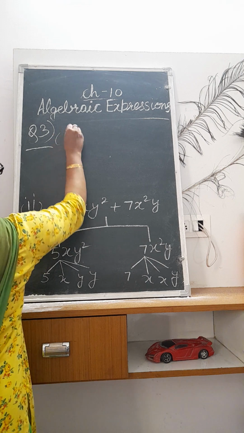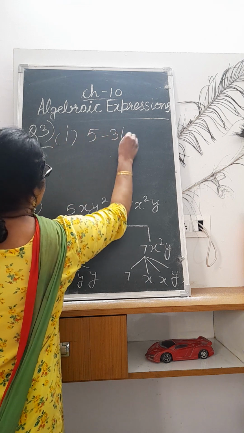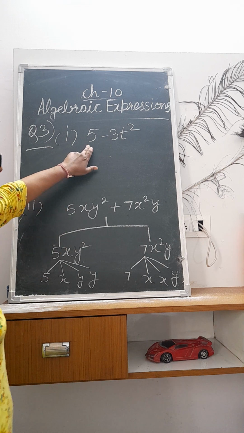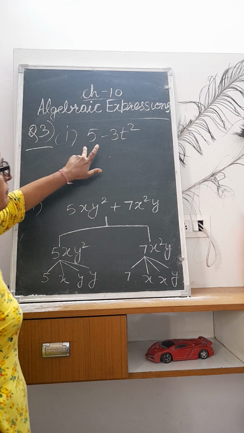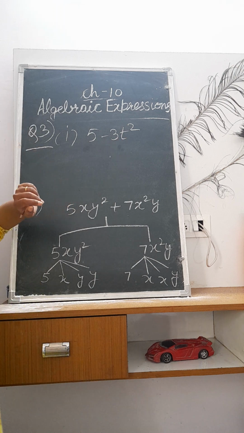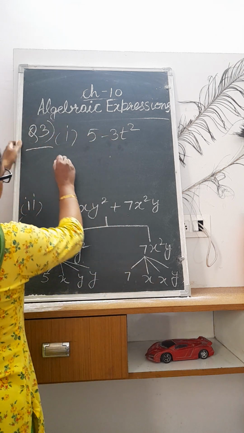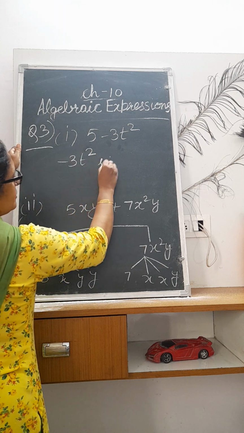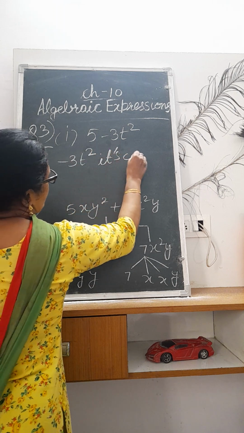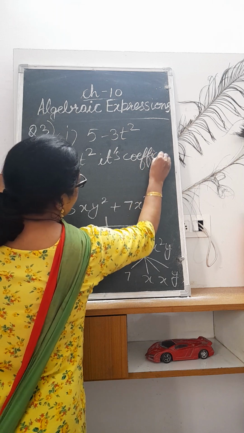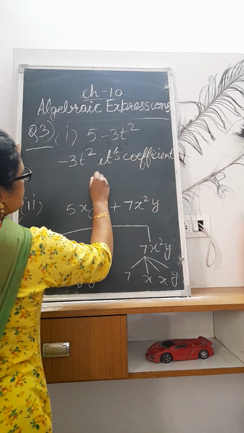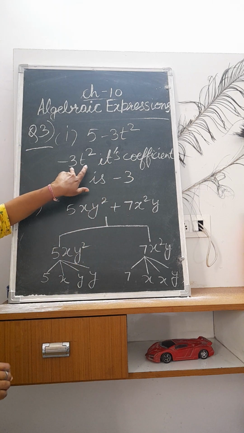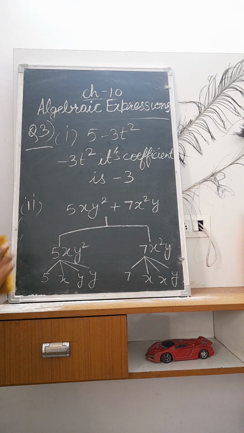Now the first part, 5 minus 3t square. This is a constant term. We have two terms here, first term and second term, but the variable term is minus 3t square, and its coefficient is -3. What is the coefficient? -3.